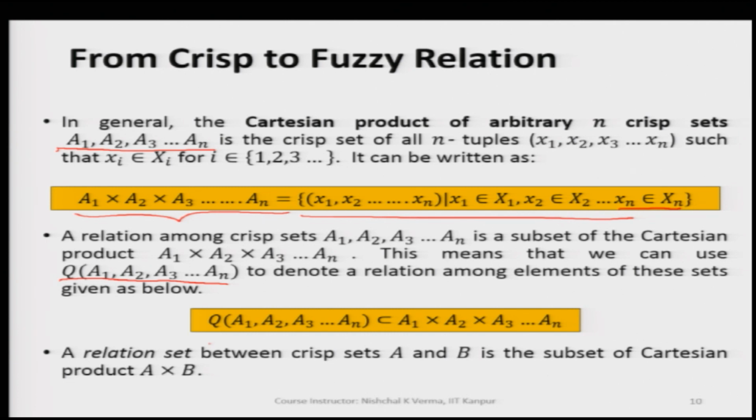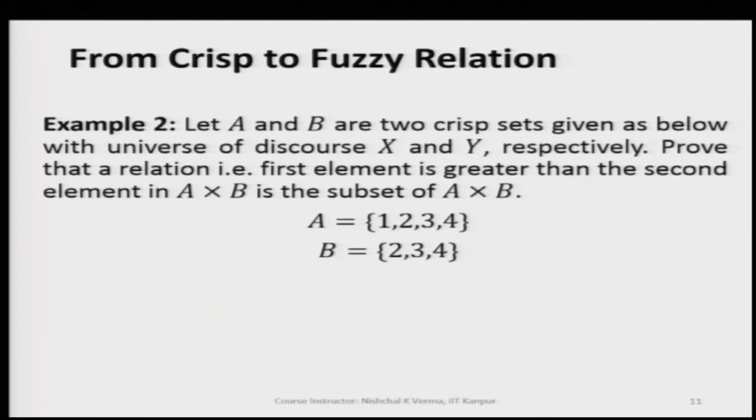Here this Q denotes the relation set, and this relation set will always be a subset of the Cartesian product of A 1, A 2, A 3 up to A n. So, the relation set of A 1, A 2, A 3 up to A n is a part of the overall Cartesian product of the sets A 1, A 2, A 3 and A n. This can be understood by an example here.